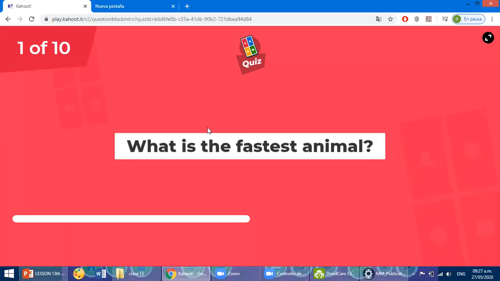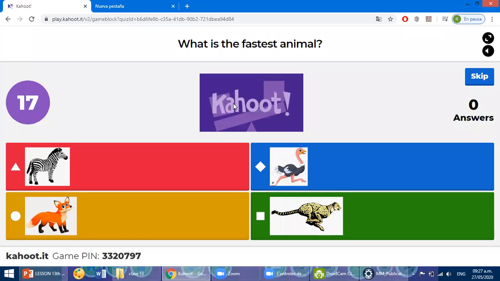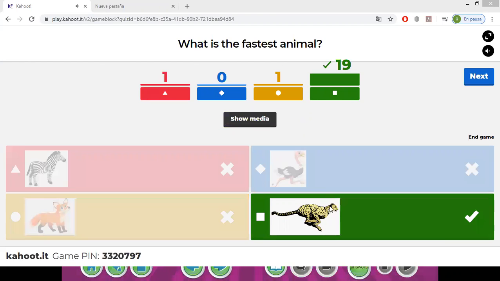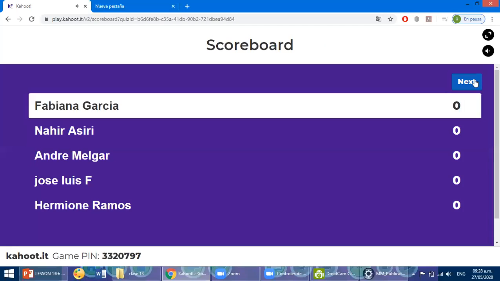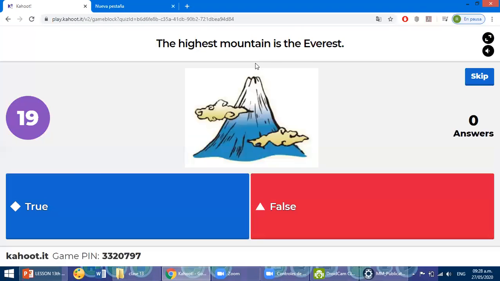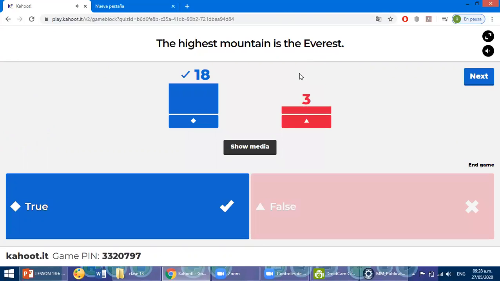Easy. This question is easy. The cheetah is the fastest animal. Don't forget the cheetah. Let's continue. True or false, okay? The highest mountain is the Everest. It's true, okay? You only have two options, true or false. Let's continue.